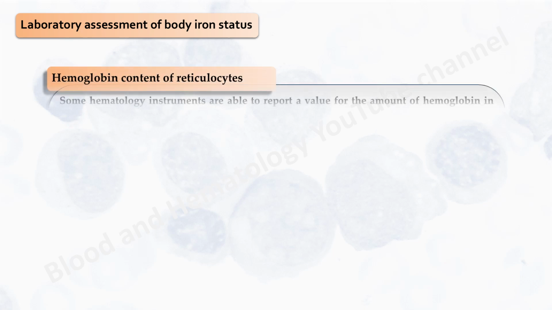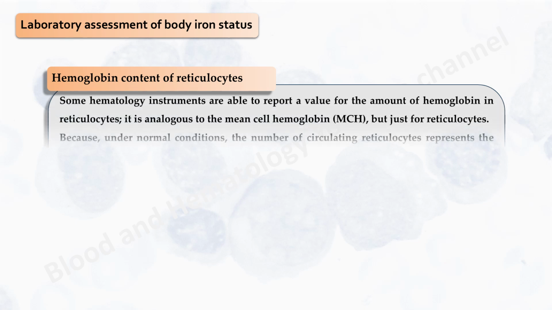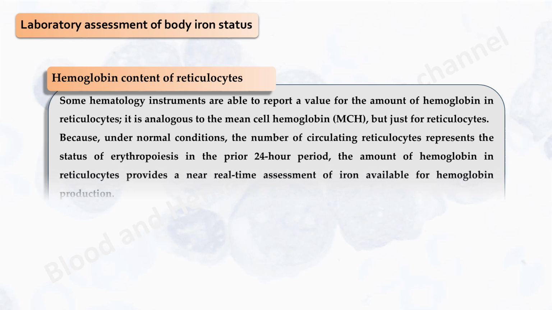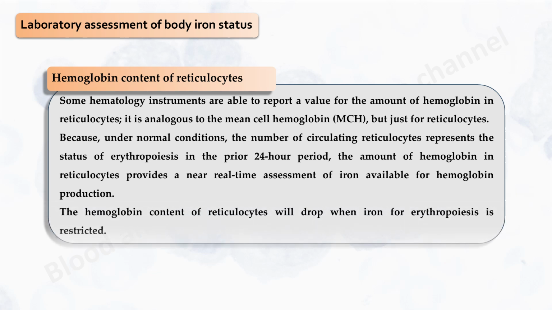Some hematology instruments are able to report a value for the amount of hemoglobin in reticulocytes. It is analogous to the mean cell hemoglobin, but just for reticulocytes. Under normal conditions, the number of circulating reticulocytes represents the status of erythropoiesis in the prior 24-hour period. The amount of hemoglobin in reticulocytes provides a near real-time assessment of iron available for hemoglobin production. The hemoglobin content of reticulocytes will drop when iron for erythropoiesis is restricted.